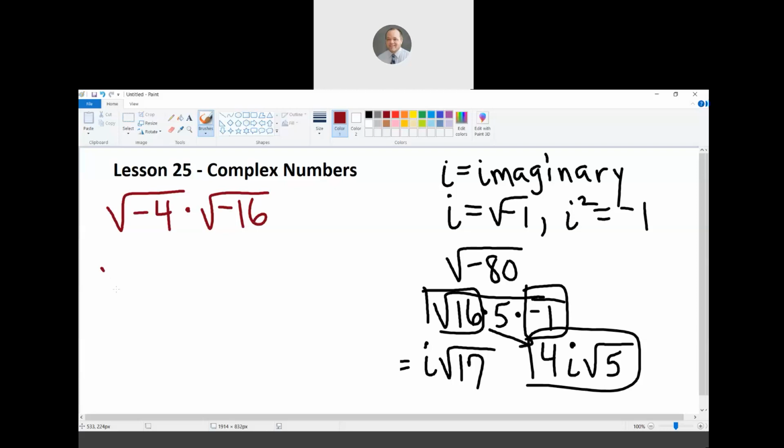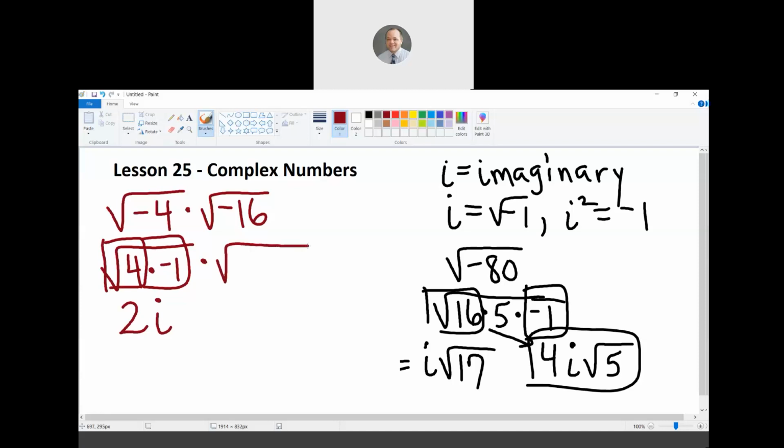So the square root of -4, we can break it down as 4 times -1. The square root of 4 is 2. And the square root of -1 is i. We'll break down -16 in similar fashion. -16 is 16 times -1. The square root of 16 is 4. And the square root of -1 is i.